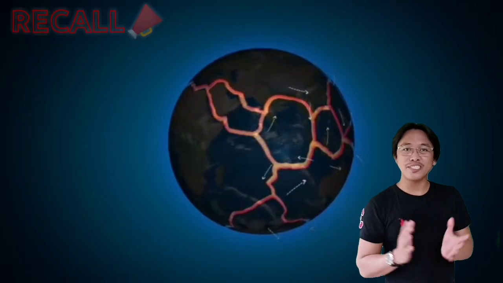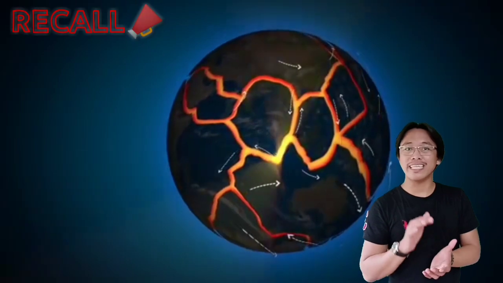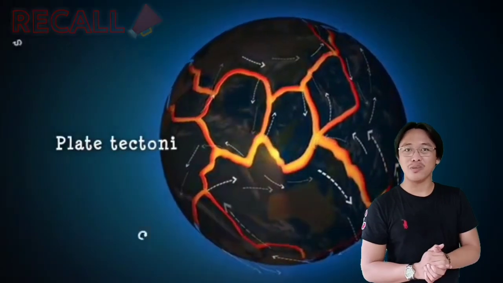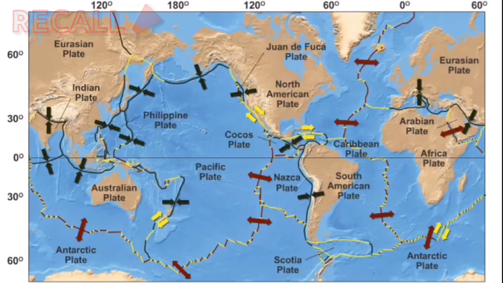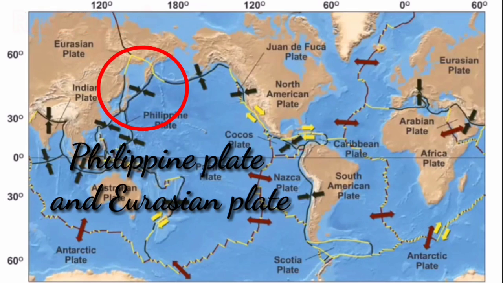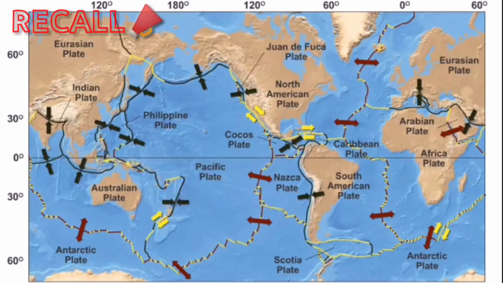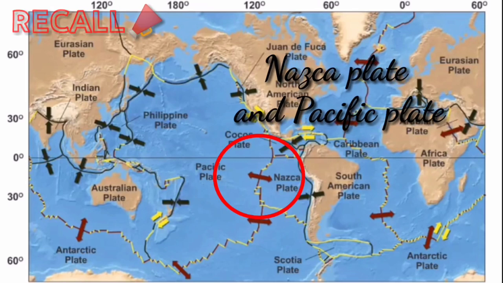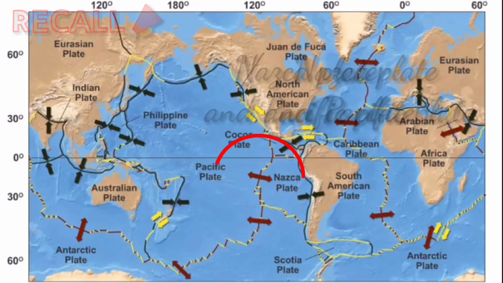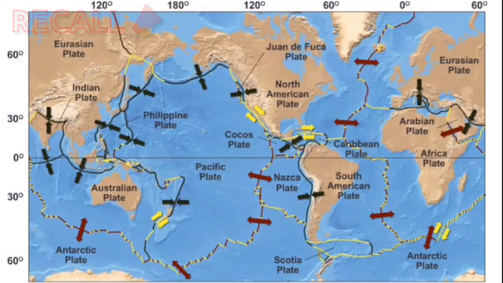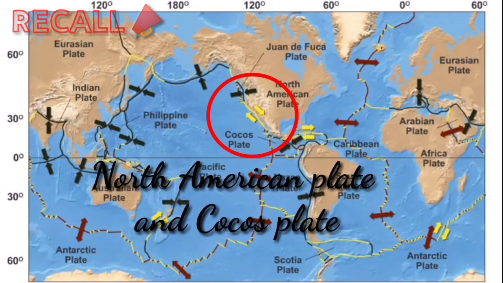Previously, you learned that the Earth's crust is divided into segments of land masses called plates, and these plates move constantly in various ways known as plate tectonics. When plate tectonics occur, lithospheric plates move in different ways, creating different types of plate boundaries as shown in the arrows in the map. There are plates that move towards each other, like the Philippine plate and the Eurasian plate. There are also plates that move away from each other, like the Nazca plate and the Pacific plate. And there are also plates that slide past each other, like the North American plate and the Caucasus plate.